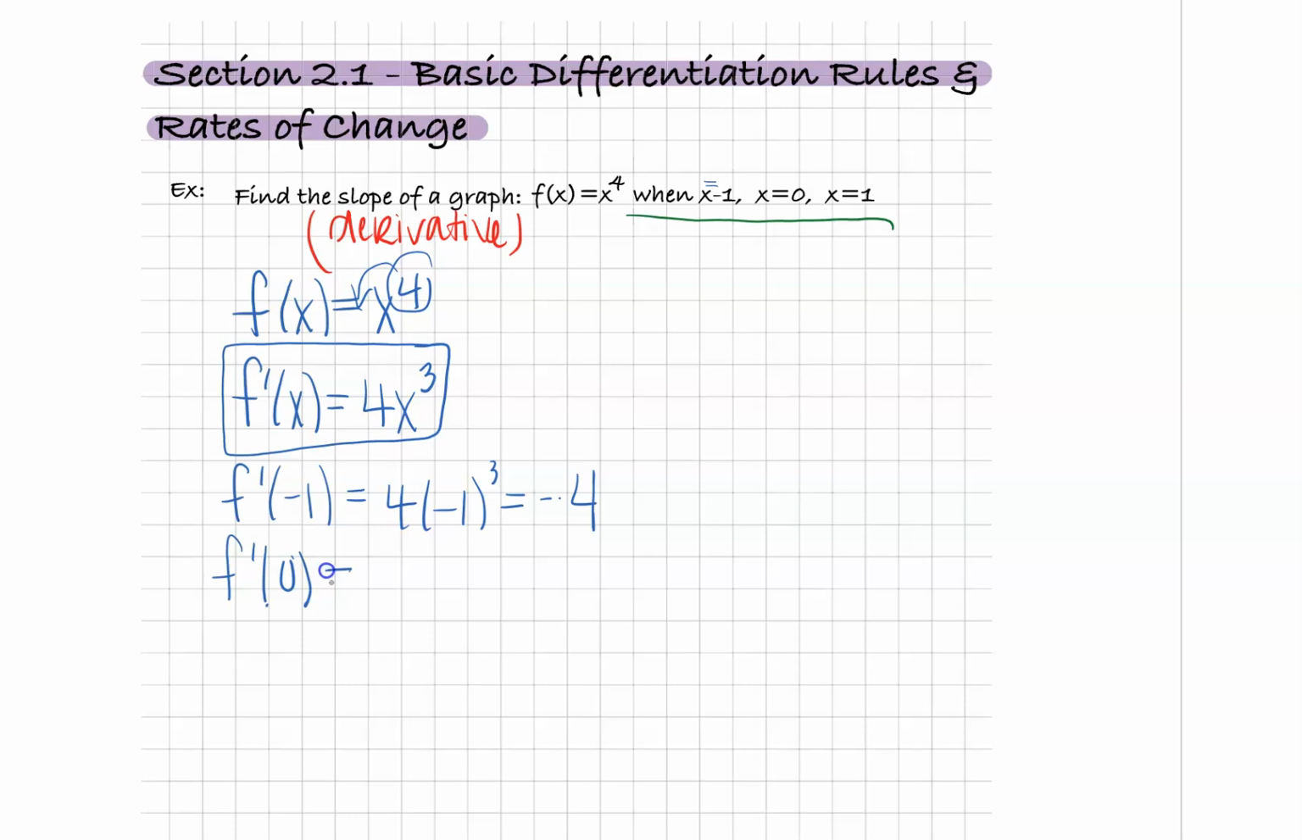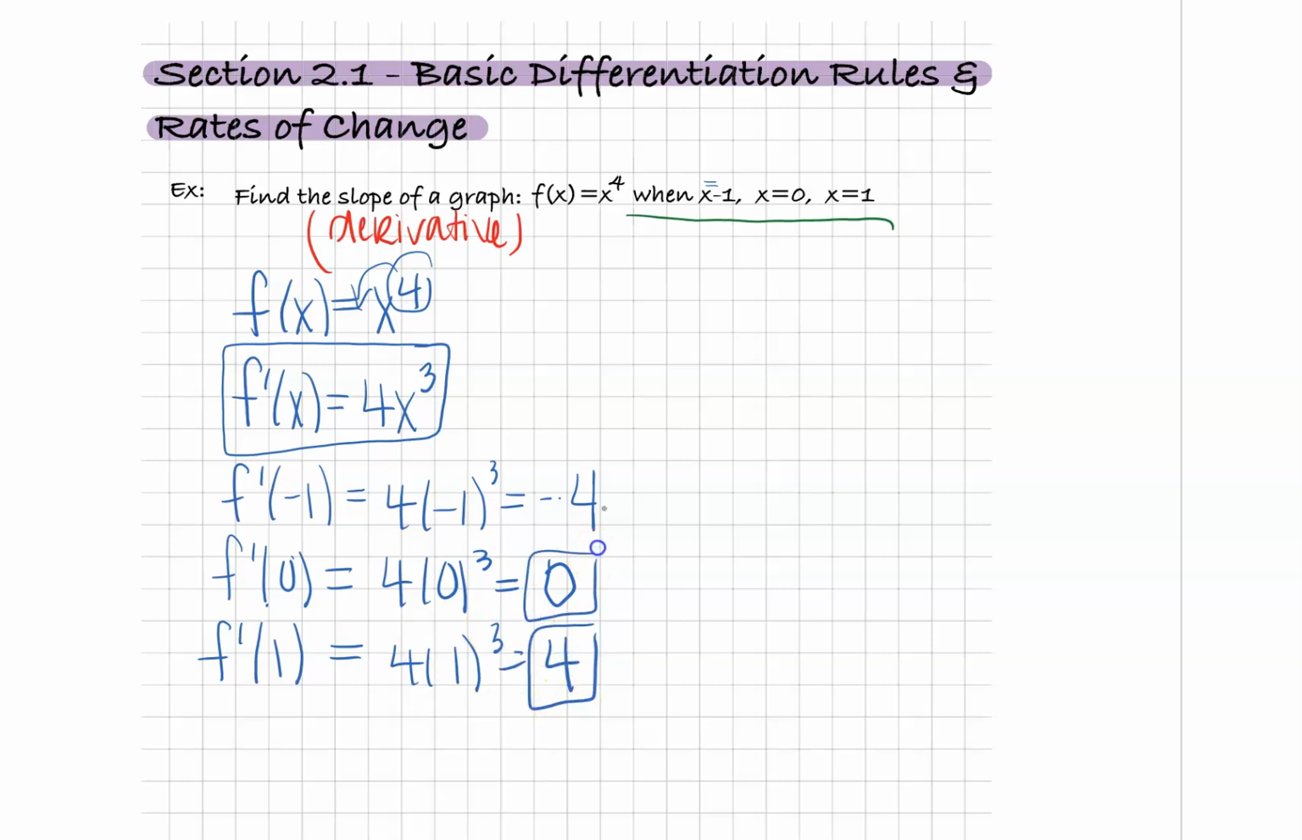So f prime of 0 is equal to 4 times 0 cubed. So that gives me 0. And then f prime of 1 is equal to 4 times 1 cubed. So just positive 4. Aren't you glad we learned the shortcut in 2.1 so that we didn't have to work through that long limit process as you saw in the previous section?